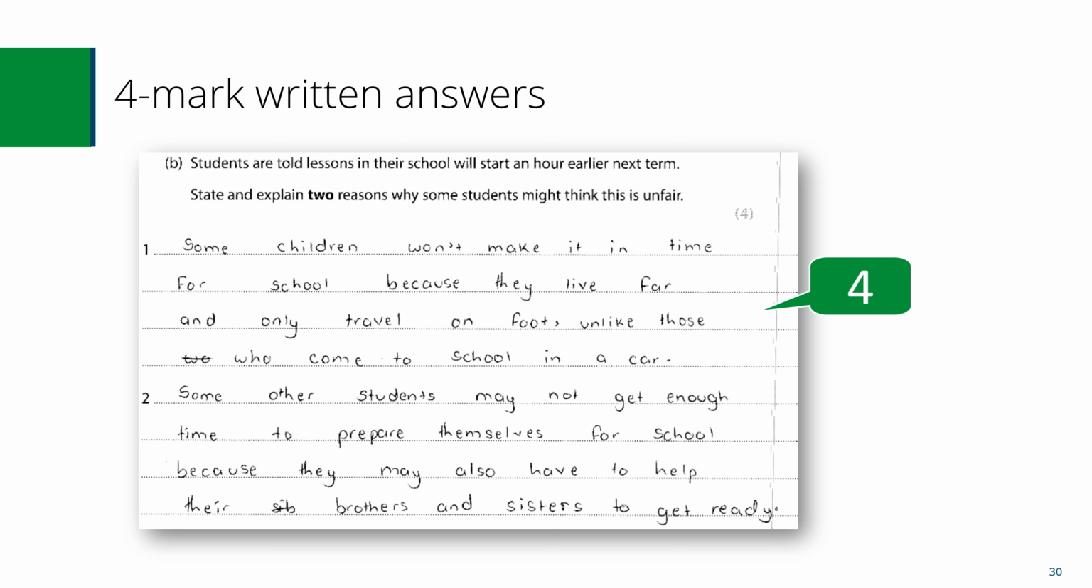The second answer tells us that some students may not get enough time to prepare themselves because they may also have to help their brothers and sisters get ready. The idea that some students may participate in looking after their siblings in ways that others don't, and for them, those that are giving the most to others, that they may find that they suffer because they haven't got enough time. It's a really lovely answer.